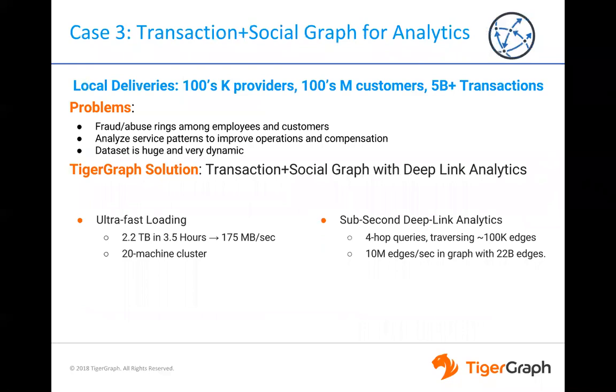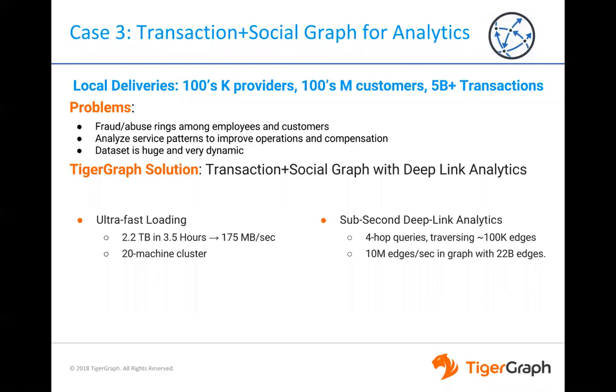And lastly, case 3 is a transaction and social graph for analytics. So we worked with a company that provides local delivery services, but it's a global business. So they have hundreds of thousands of deliverers. You could call them drivers because they're using vehicles to make the deliveries. Hundreds of millions of customers, and over time they've had 5 billion or more transactions. So they had a couple problems they wanted to solve.